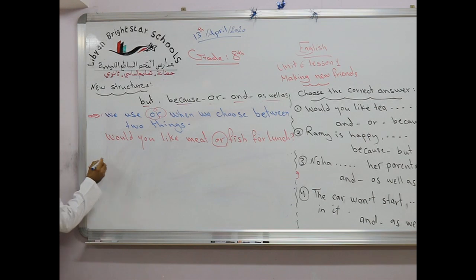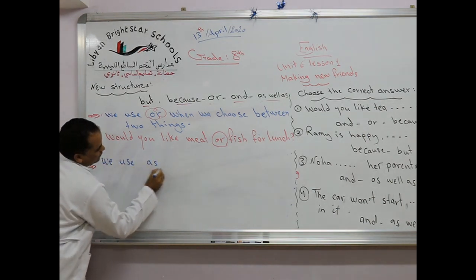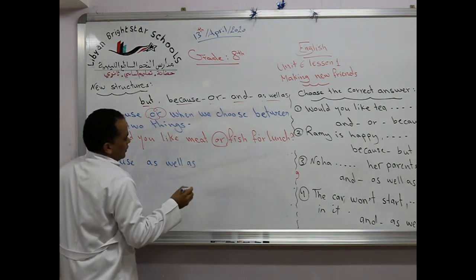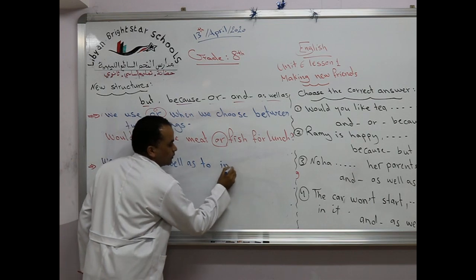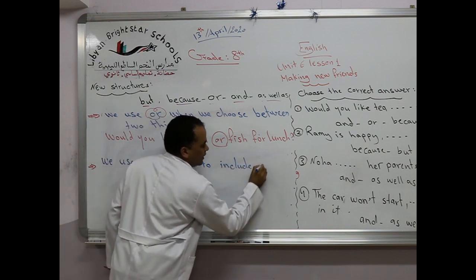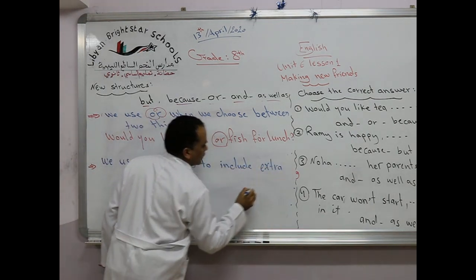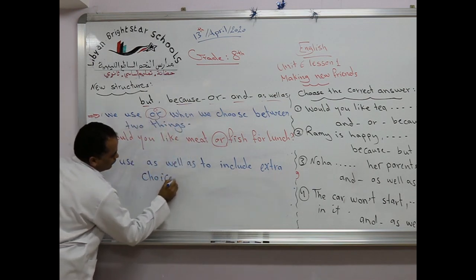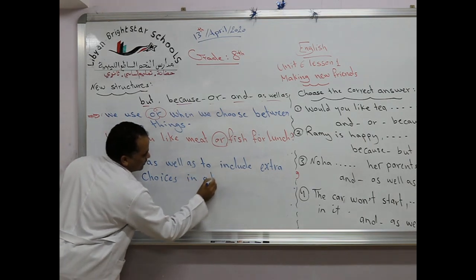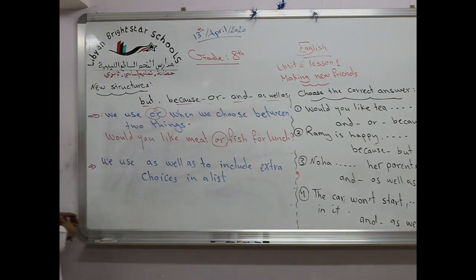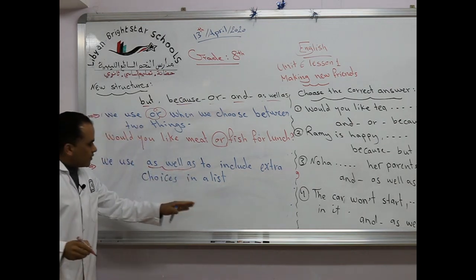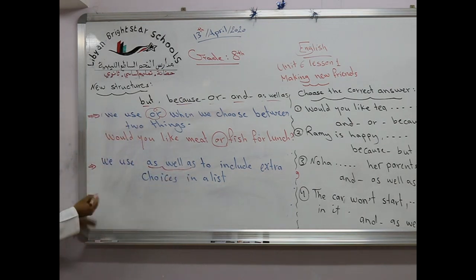Number 4, we use as well as to include extra choices in a list. Again, we use as well as to include extra choices in a list or to add information.